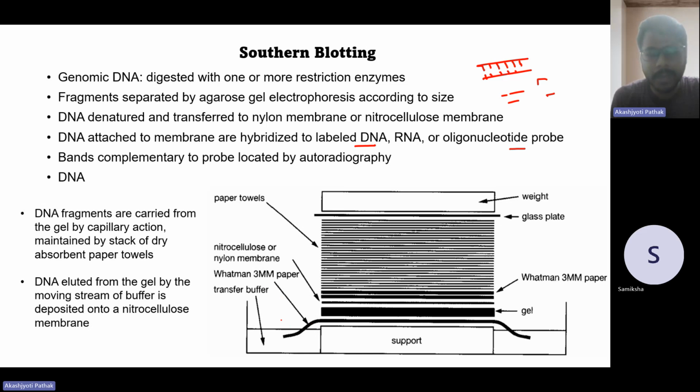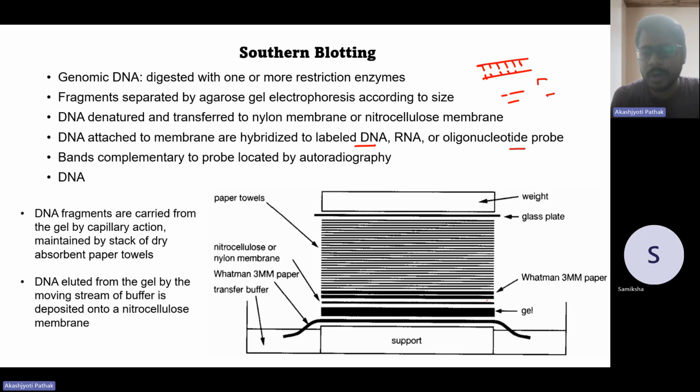Okay. Now what will happen? This Whatman paper will get soaked by the transfer buffer. This transfer buffer has a particular composition. This was explained in your lecture slide: what is the composition of the transfer buffer, for how long this process is required, and what all optimization is required. So I'm not going into those details. There are specific protocols that you have to follow.